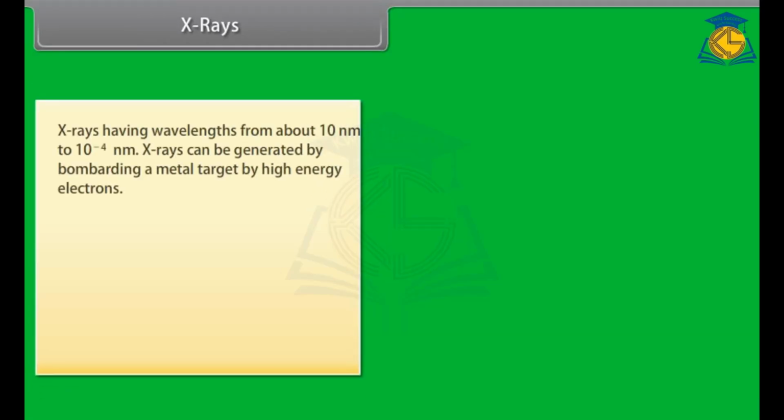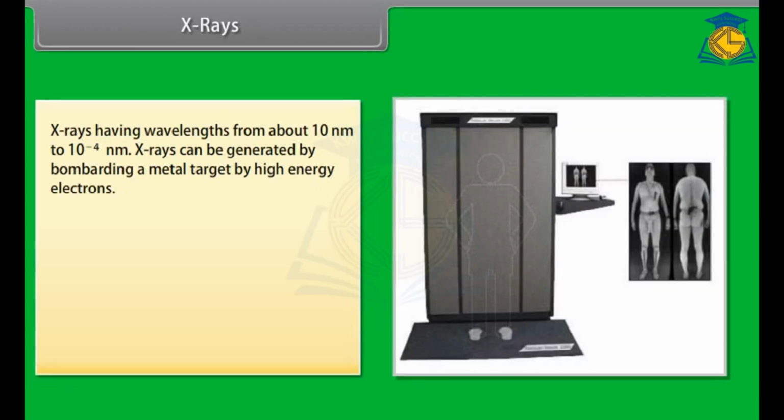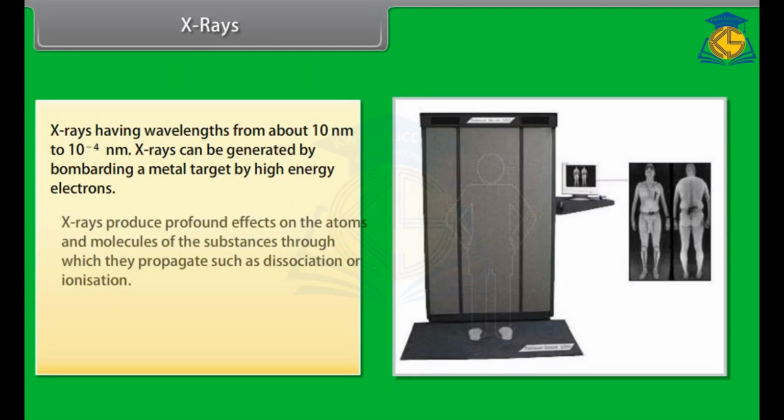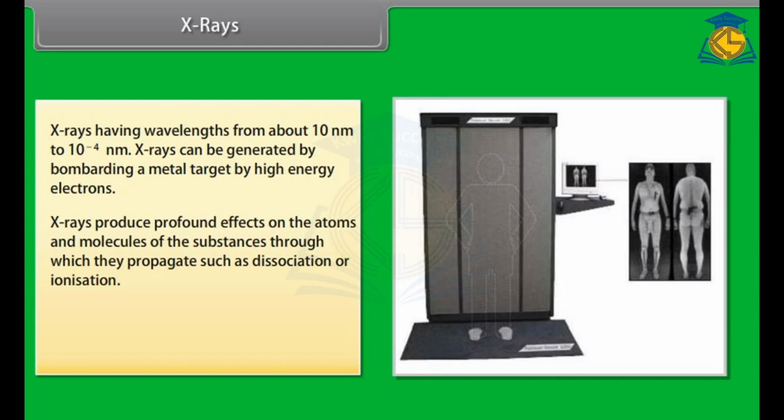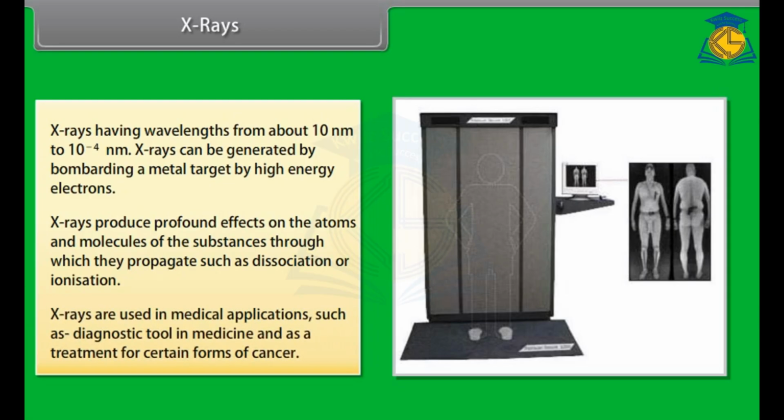X-rays. X-rays having wavelengths from about 10 nanometer to 10^-4 nanometer. X-rays can be generated by bombarding a metal target by high-energy electrons. X-rays produce profound effects on the atoms and molecules of the substances through which they propagate, such as dissociation or ionization. X-rays are used in medical applications, such as diagnostic tool in medicine and as a treatment for certain forms of cancer.